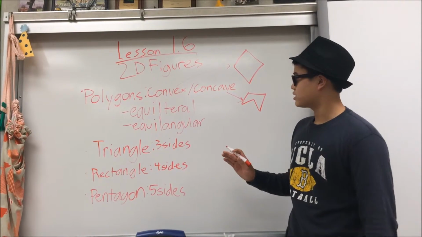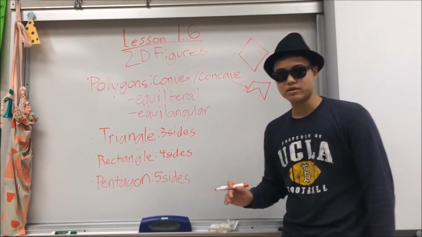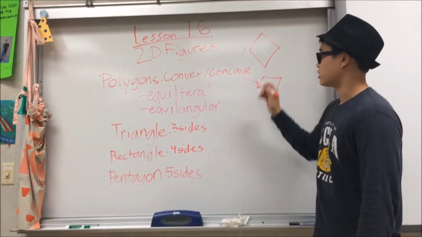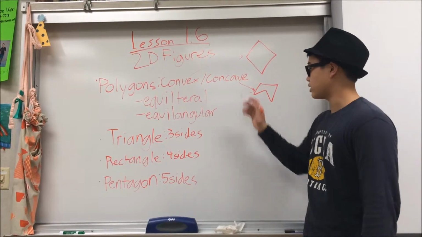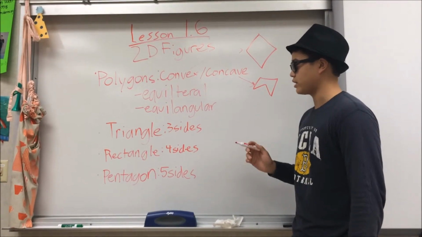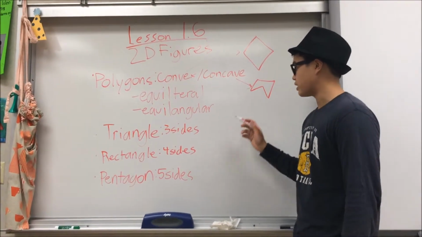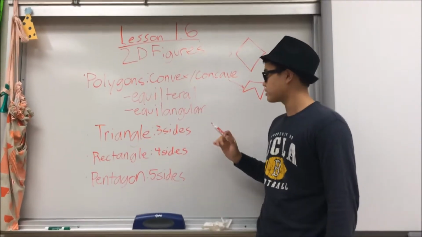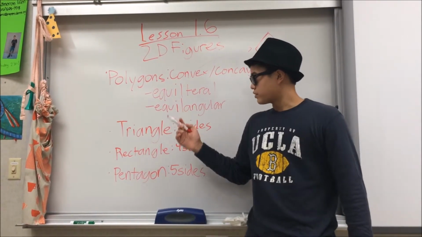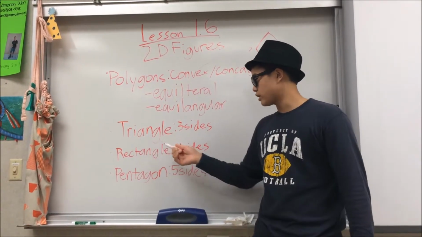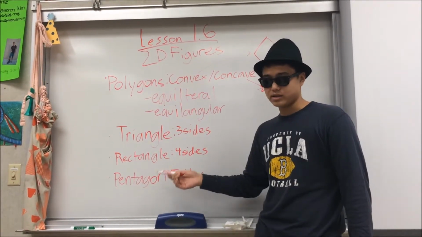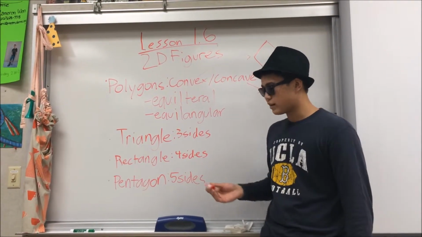Okay. So in lesson 1.6, it talks about 2D figures. The 2D figures we're going to be talking about are polygons, and they can either be convex, where none of the lines go in the interior, or they can be concave, where some of the lines go into the interior. They can either be equilateral or equiangular. If they're equilateral, that means that they all have the same side lengths. If they're equiangular, they have the same angles. Examples of polygons in 2D figures is a triangle. It has 3 sides. A rectangle is another example. It has 4 sides. A pentagon is another type of 2D figure, and it has 5 sides.